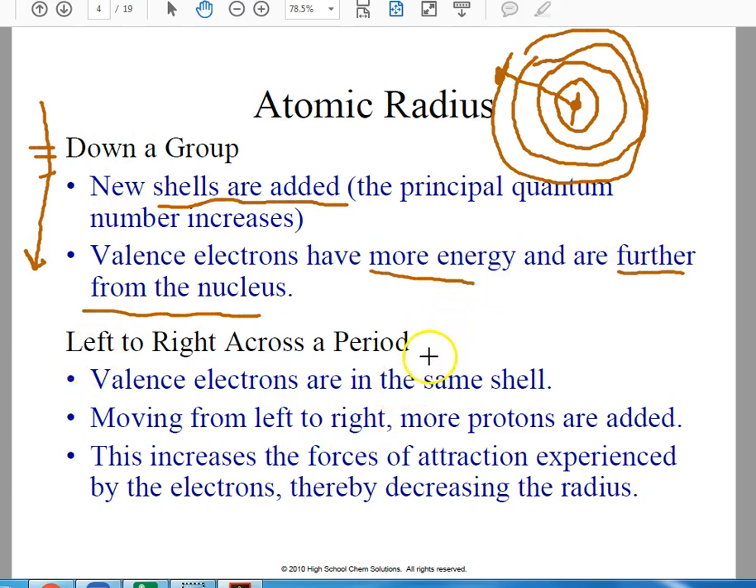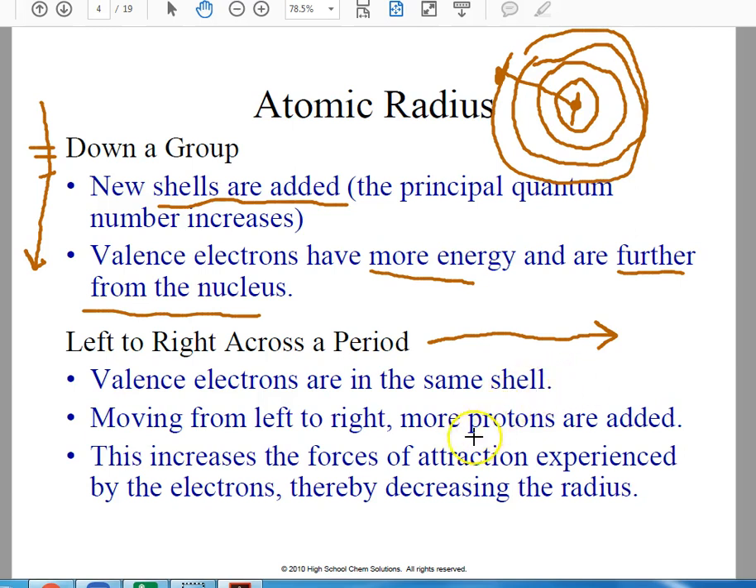As you move across the periodic table, the atoms actually get smaller. And this can be confusing because the numbers are getting bigger. So we think the atom must be bigger, but they actually get smaller as you move across. And the reason is because all the way across, they all have the same shell. So if you're on the second row, all those elements on the second row have 2 shells. All the ones on the third row have 3 shells. So they're all on the same shell.